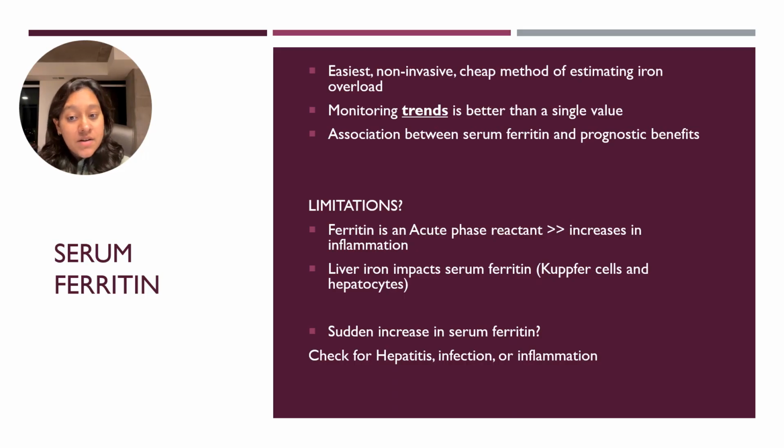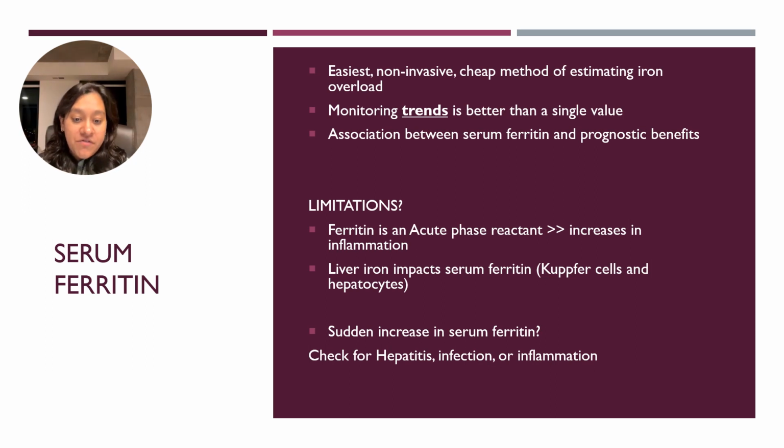The first one is serum ferritin, which is the easiest, the cheapest, and a non-invasive method of estimating iron overload in the body. Rather than looking at one single value of serum ferritin, it's always better to monitor trends to see whether the ferritin is in the same range. Is it increasing? Is it getting better with time and with treatment? So basically, trends are more important than a single value. Studies have shown an association between the serum ferritin and the prognostic benefits. If the serum ferritin is well controlled or within normal limits, it has a better prognostic impact on the patient versus somebody who has severe iron overload and very high levels of serum ferritin.